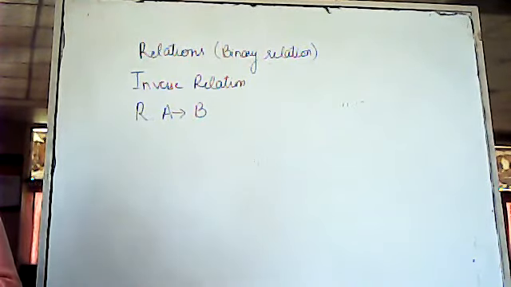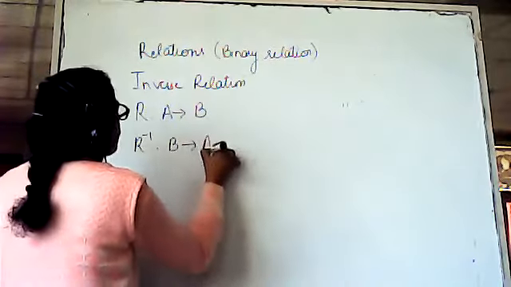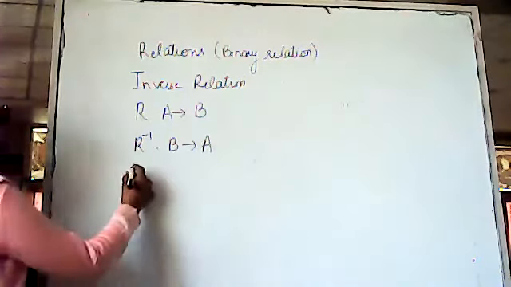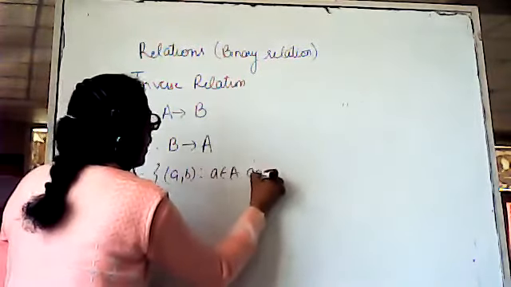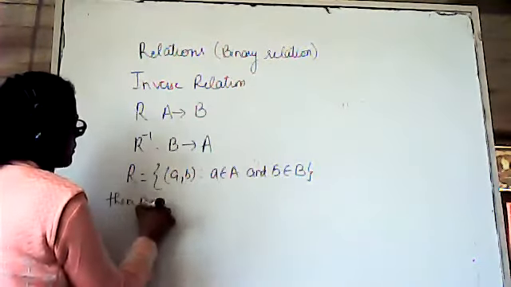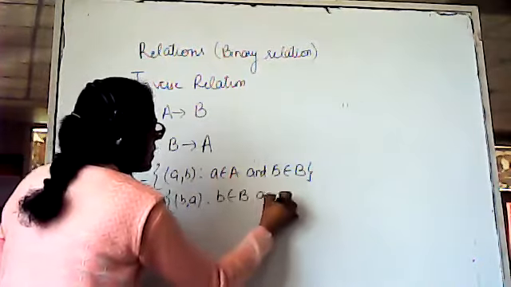is a relation from the set B to the set A. Thus, if R is equal to the ordered pair (a, b), where a belongs to set A and b belongs to set B, then R inverse is equal to the ordered pair (b, a), where again b belongs to set B and a belongs to set A.